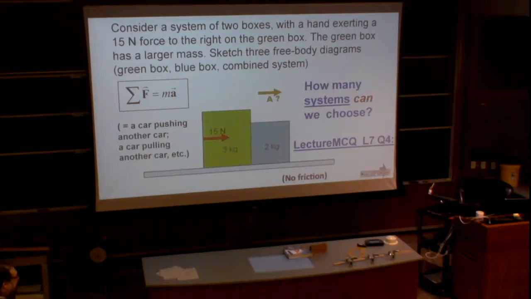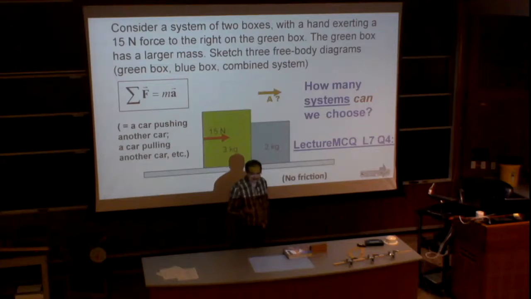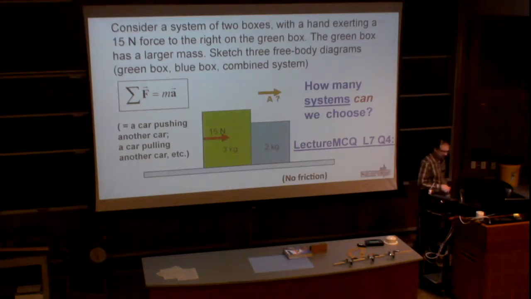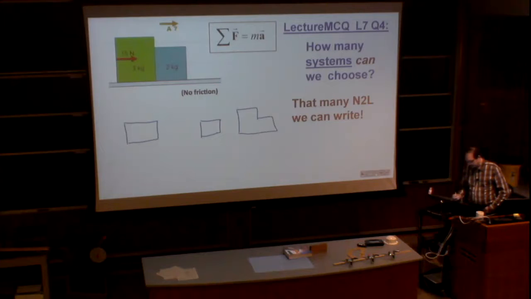And when we choose something to be a system, how can we choose it? Any way we like. So the answer: a system is anything we want it to be. We want it to be this, we make this a system. We want it to be that, we make that our system. And we can make the whole system made of both boxes together. So in this situation, we can choose the big box as an individual system and consider forces acting on box number one only. We can choose the small box as an individual system and consider only forces acting on box number two. Or we can choose the whole combination as a system.